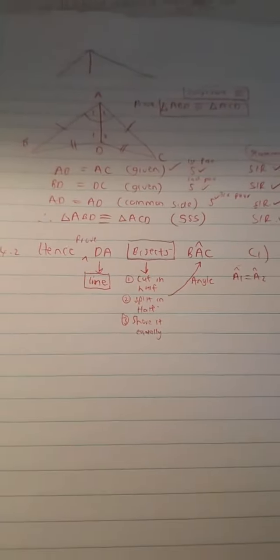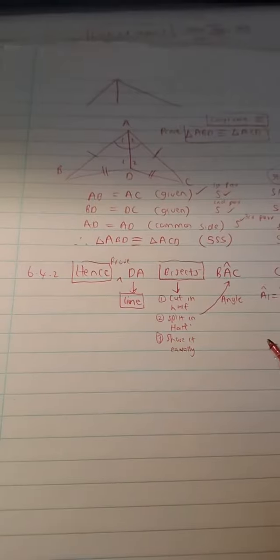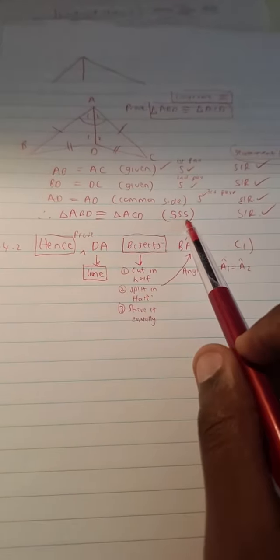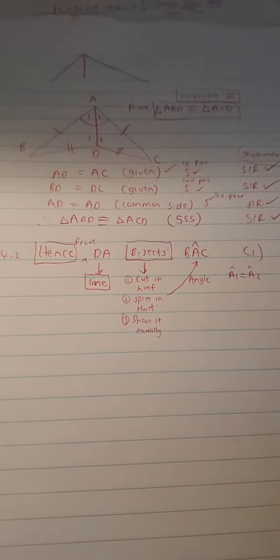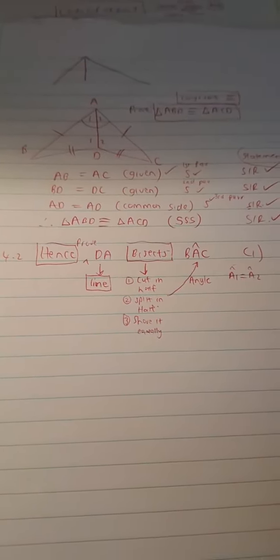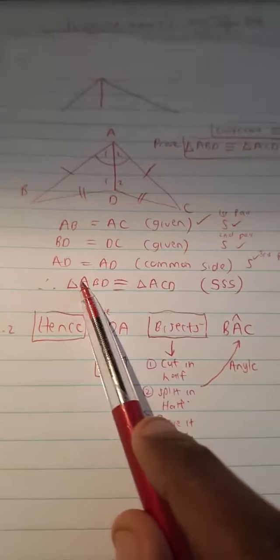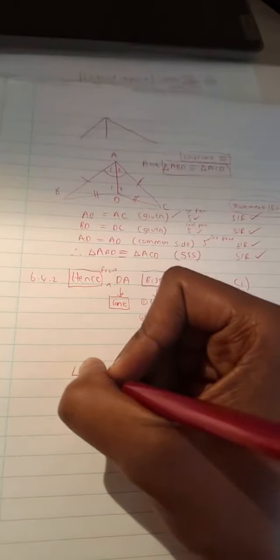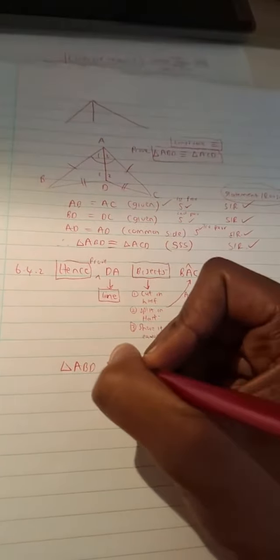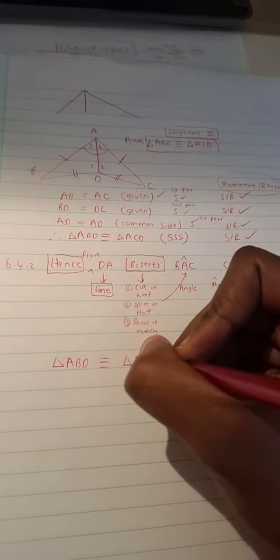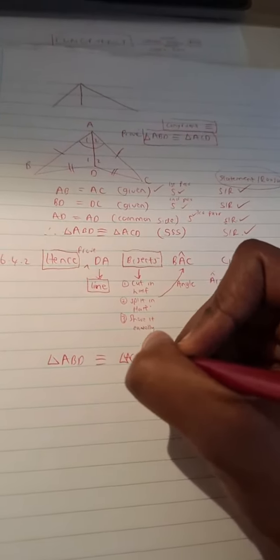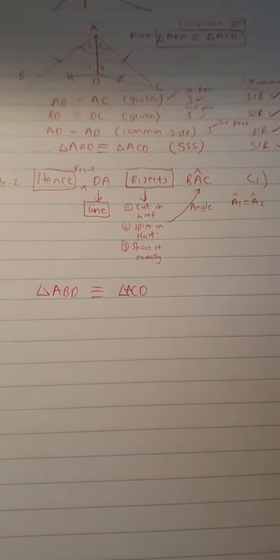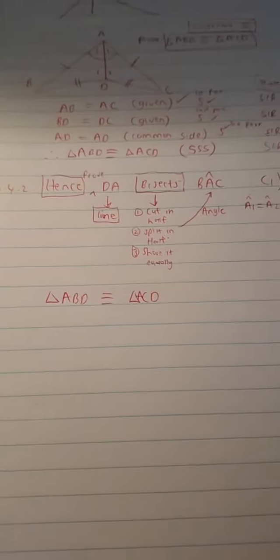So how are we going to do that? We are going to hence. What does hence mean? Hence means use something from what you have done above to prove that angle A1 is equal to angle A2. Now look at this, guys. What did we just prove in the previous question? We proved that triangle ABD is congruent to triangle ACD.